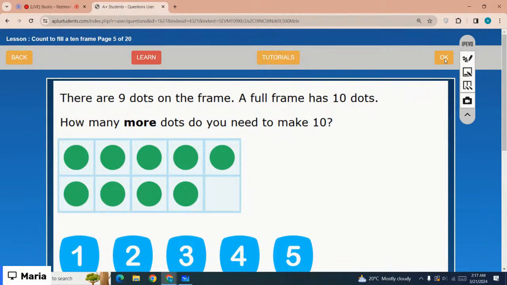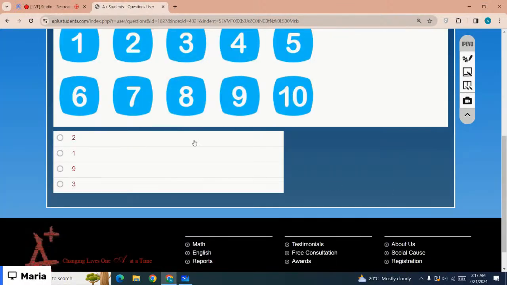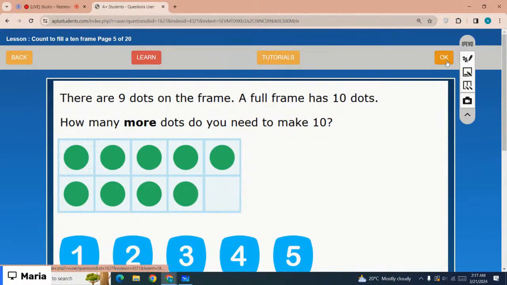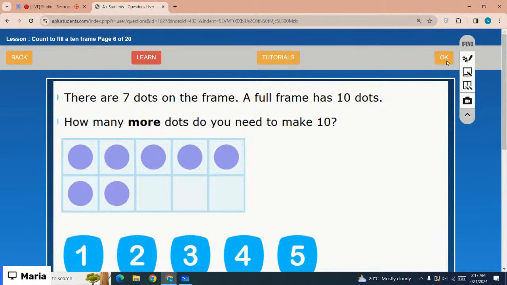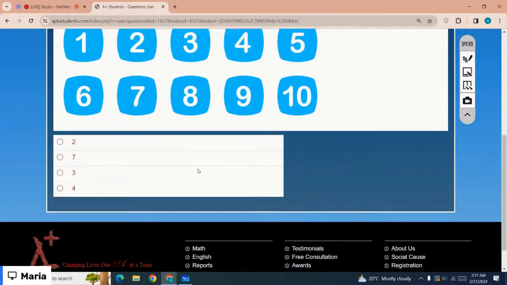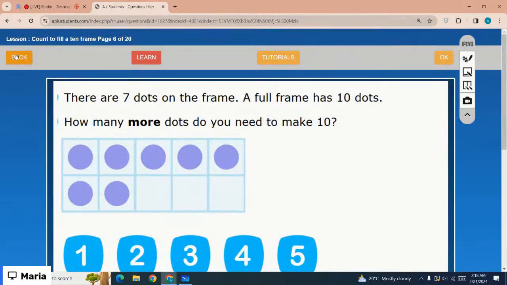There are 9 dots on the frame. A full frame has 10 dots. How many more dots do you need to make 10? Yes, the correct option is you need only 1 dot to make it 10, right? There are 7 dots on the frame. A full frame has 10 dots. How many more dots do you need to make 10? Yes, you just need 3 more dots to make it 10, right? Okay, you can complete the lesson by yourself later today. Let me just move on to next lesson.